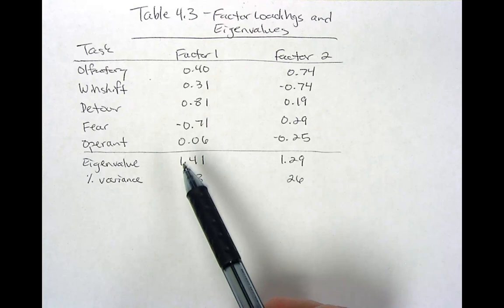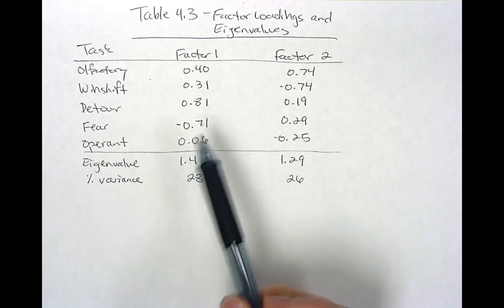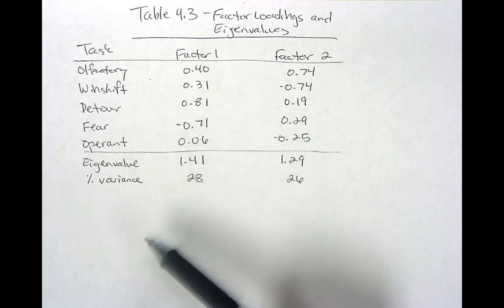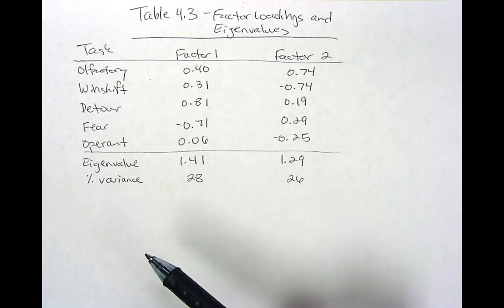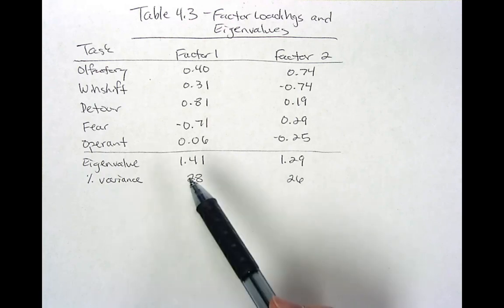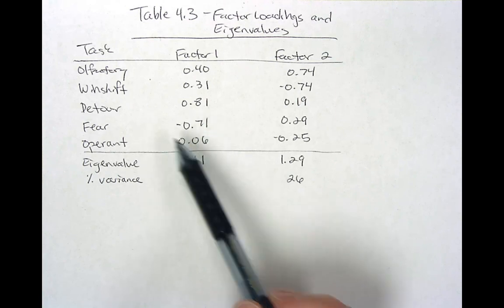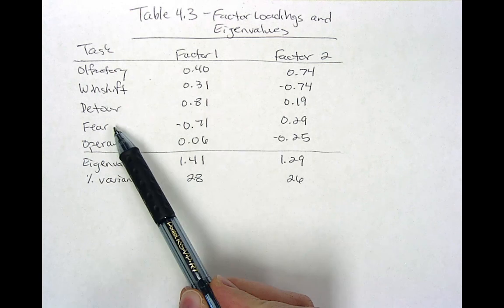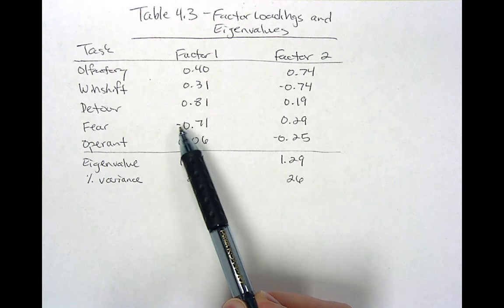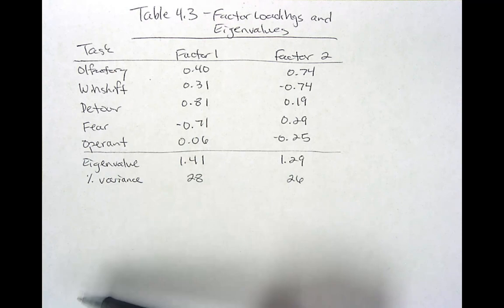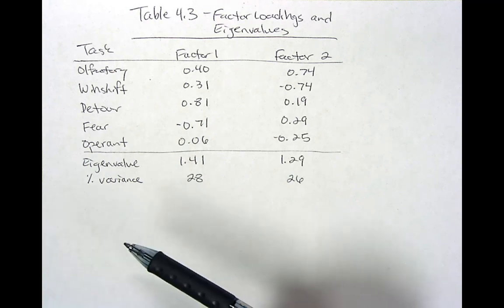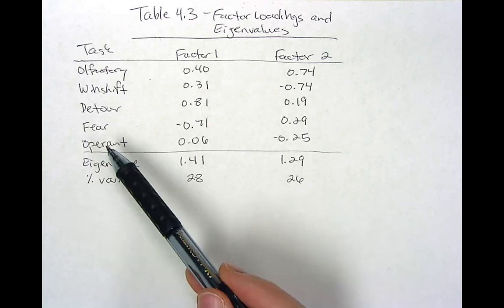And as the text explains, the interpretation of each factor is found through the identity of its highly correlating variables, the ones with numerically high loadings, whether positive or negative. So with that said, factor 1 in this analysis is defined by detour as the largest positive and fear as the largest negative. So we can call it the detour task versus the fear task dimension, with the positive end of the factor being defined by detour and the negative end being defined by fear.